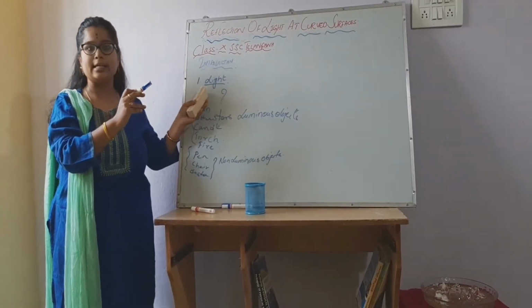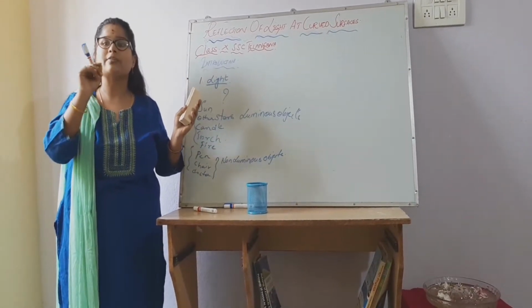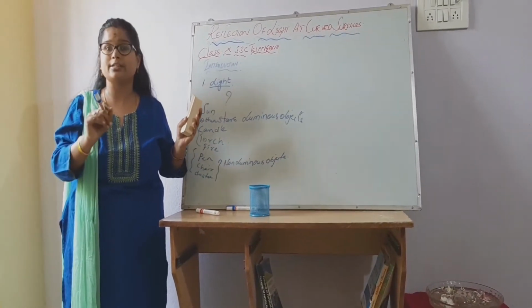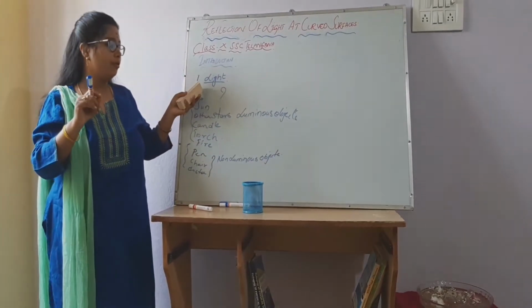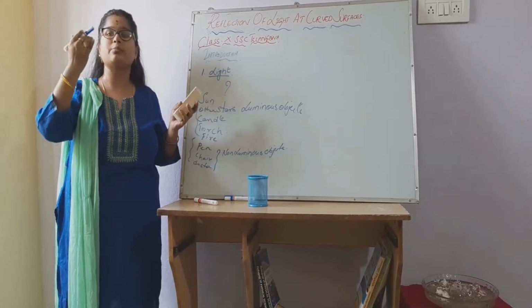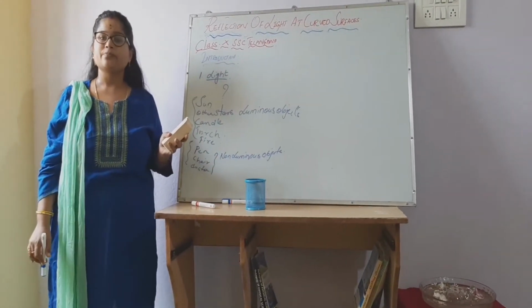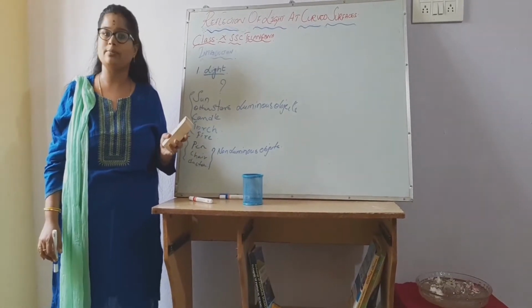So light is a source of energy. Light is a form of energy which falls on objects and reflects back to your eye. Then you can see the objects. Without light, we can't see the objects.